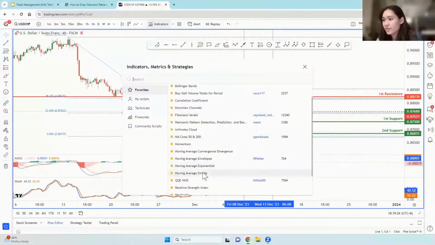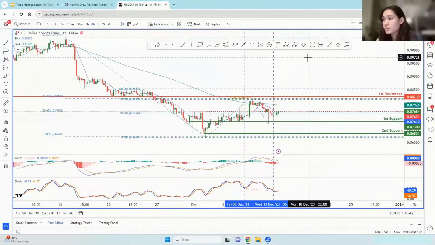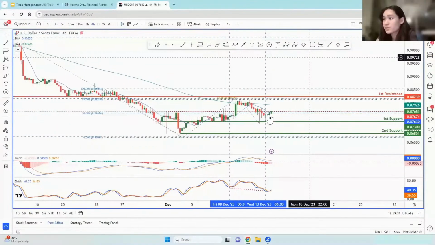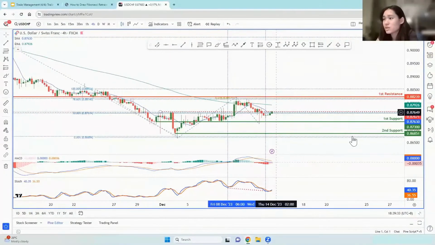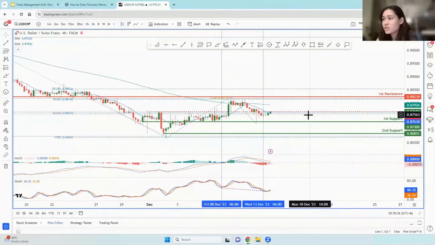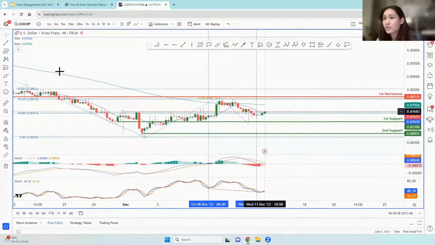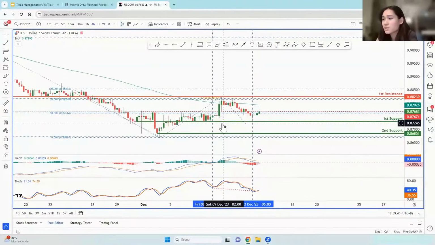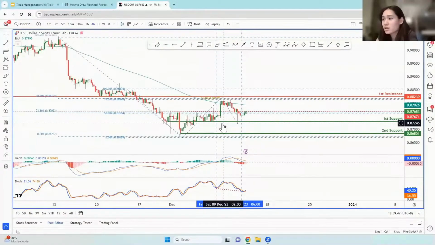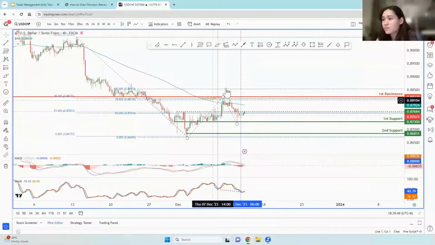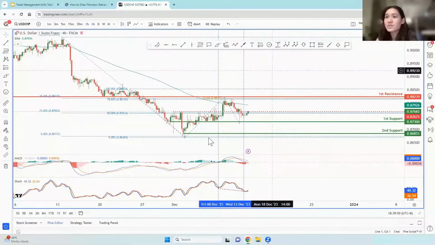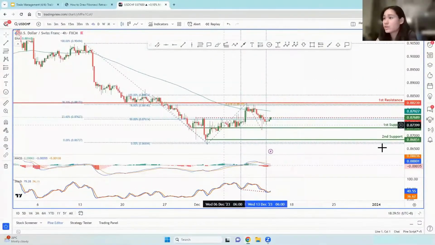Now let's look at moving averages, simple and exponential. Price is moving below both of these indicators, though it does look like price is breaking out of our EMA or SMA. So I might remove that, because it doesn't support our analysis. That's about it for our dollar franc.